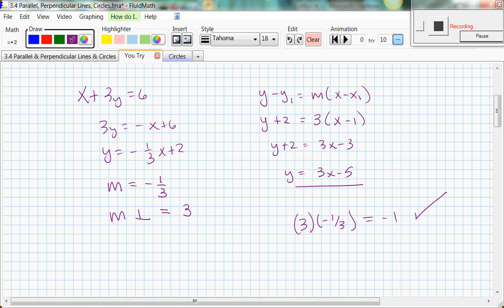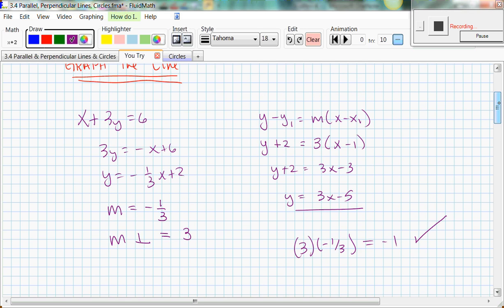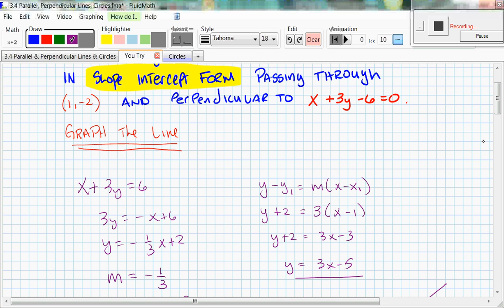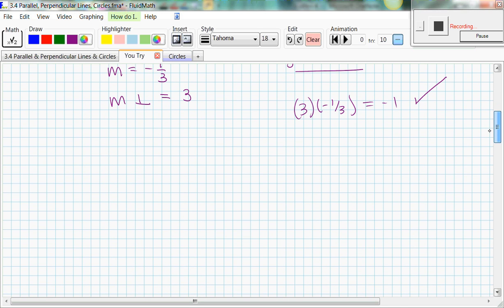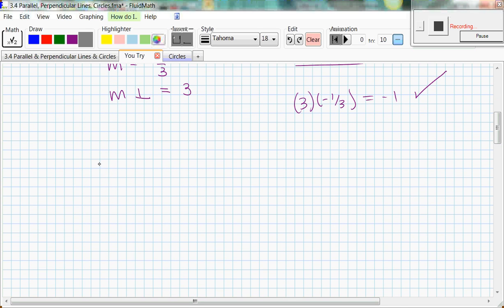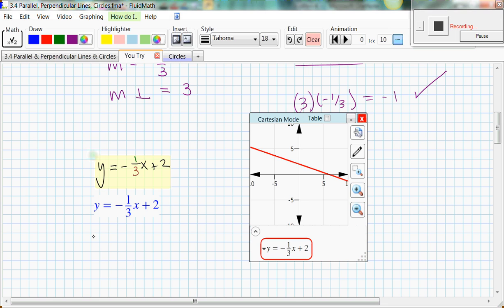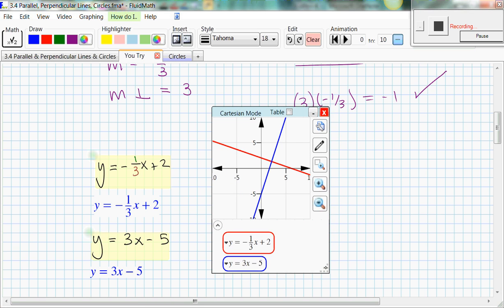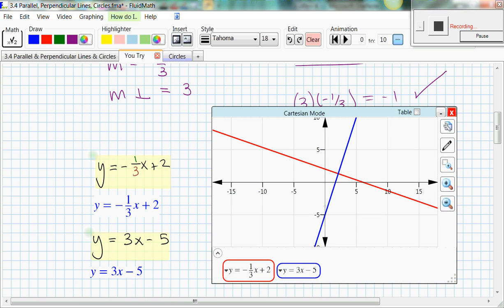Now, how can you check to verify it goes through that point, 1, -2? You can graph it, right? You can easily graph it. So what were the two equations? Y equals -1/3 x plus 2, and y equals 3x minus 5. Bam. Okay, so hopefully you got this to show up on your graphing calculator as well.